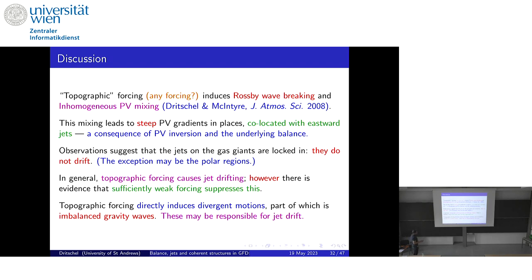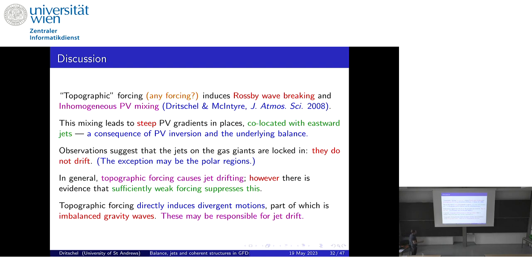Okay, observations show the jets on gas planets seem to be locked in. That's what the Jupiter Juno missions and earlier missions showed. They don't seem to drift, and the exception may be in the polar regions. Now we know that the polar regions are definitely not jet-like. We see vortices in all the gas giants now.